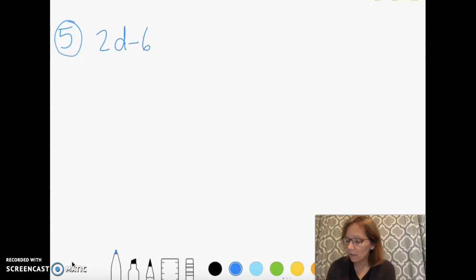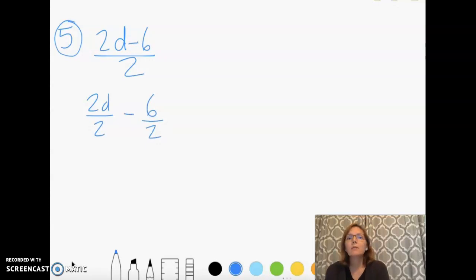2d minus 6 over 2. So remember, fraction means divide. And since I have a fraction bar in this one and a 2 on the bottom, it means divide by 2. However, since I have more than one thing on top, I have to divide that 2 by everything that's on top. So if I were to break this down and write it in a different way, I would write 2d divided by 2 minus 6 divided by 2. Because that 2 on the bottom goes under everything that's on top. If I had 5 things on top, it would be divided by 2, divided by 2, divided by 2, divided by 2, divided by 2.